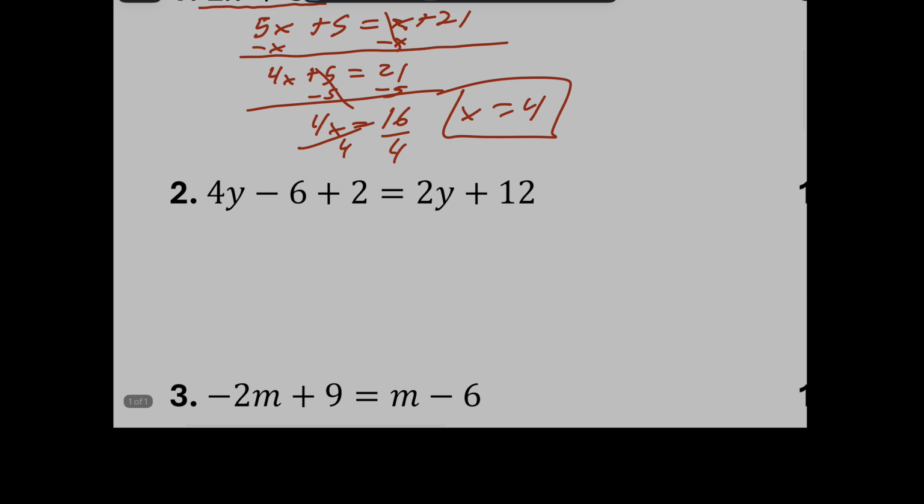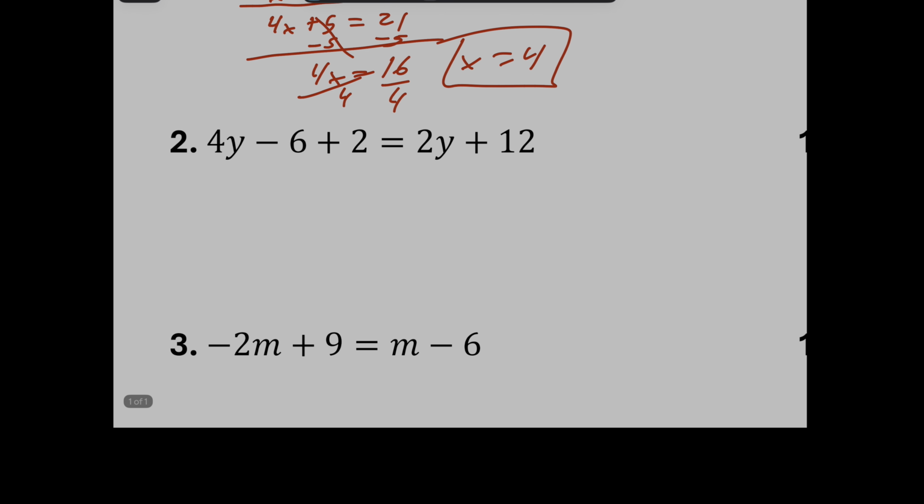Boom, boom, boom, boom. Number 2, well, let's see if I need to combine like terms. I do. I see I got a letter, a number equals a letter and a number. These are the only ones I can combine. So I'm going to get 4y. What's a negative 6 plus 2? Signs are different. Subtract, keep the sign of the bigger number, which is negative.